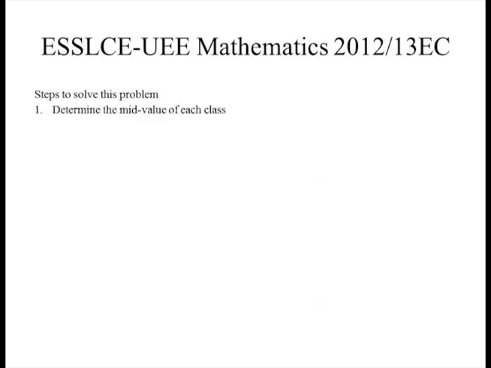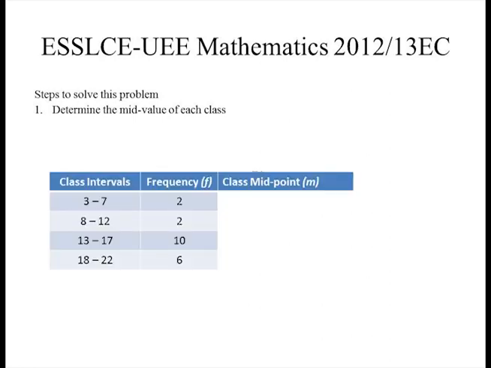Step 1. Determine the mid value of each class. Mid value is the average of the class limits. So the mid value of the class 3 up to 7 is 3 plus 7 divided by 2. 3 plus 7 is 10. 10 divided by 2 is 5. The mid value of 8 up to 12 is 8 plus 12 divided by 2. 8 plus 12 is 20. 20 divided by 2 is 10.